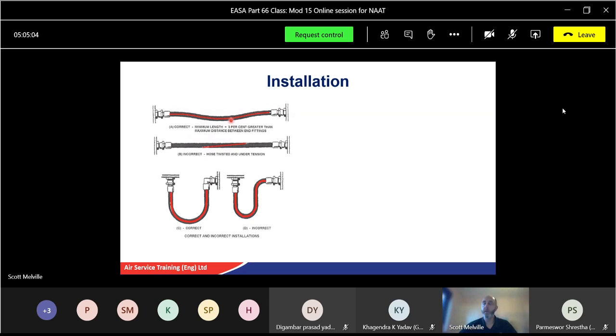So the lay line can help you identify if the hose is twisted or not. This side, we've got a loop going to another union. This one is correct, this one is incorrect. Why is this one incorrect? What's wrong with this one? It's got a loop on it, it's connecting there. The lay lines are fine, both of them, so what's the difference between this one and this one?